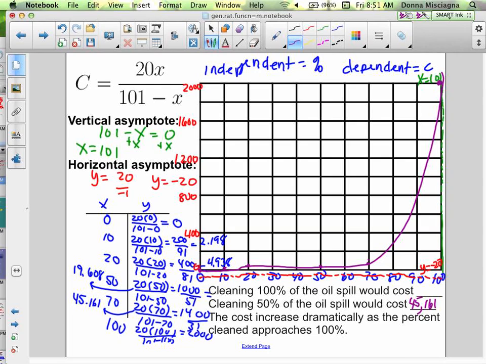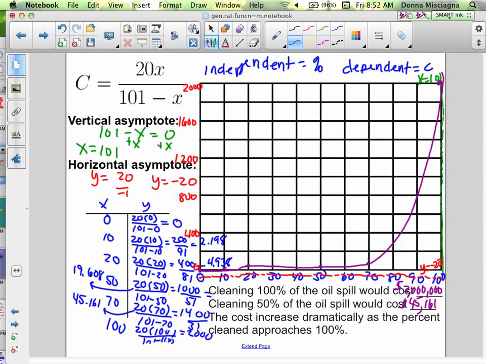2,000 thousands is actually $2 million. So to go from 50% to 100% cost us quite a bit more. $45,000 for the first 50%, $2 million to get the second 50% done. Right? Quite a dramatic increase. So the costs increase dramatically as the percent cleaned approaches 100%.